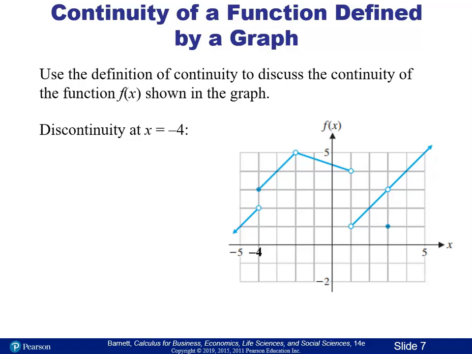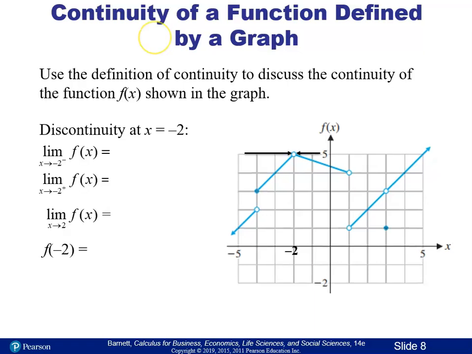All right, let's look at the next one here. We're looking at -2 this time, because when I look at this graph, there are several places where there's a break. There's a break here, here, here, and here. All of these are points of discontinuity, but we have to justify why they're discontinuous.